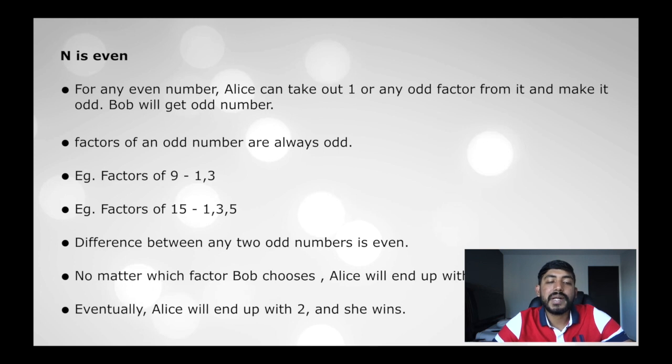Like for factors of 15: 1, 3 and 5, all three are odd. And if you subtract this odd factor from the odd number, what you will get is an even number. So the difference between any two odd numbers is even. You can try it out. So no matter which factor Bob chooses, Alice always ends up with an even number. So eventually Alice will end up with 2 because that's the base case, and she wins. So this is a mathematical proof.